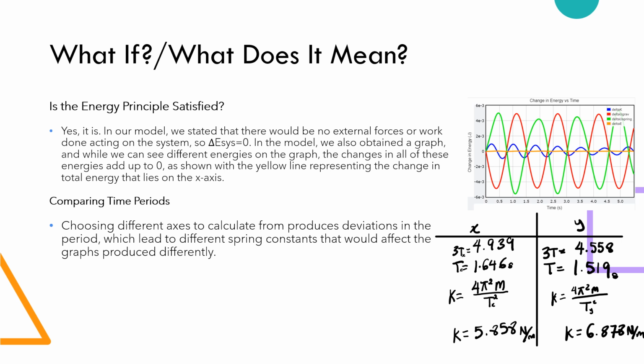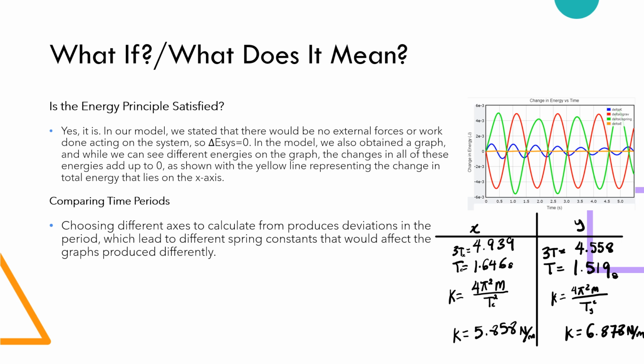So what does it mean? Is the energy principle satisfied? Yes, it is. In our model, we stated that there will be no external forces or work done acting on the system, so the change in E system is equal to 0. In the model, we also obtained a graph, and while we can see different energies on the graph, all of these energies add up to 0, as shown with the yellow line representing the change in total energy that lies on the x-axis.